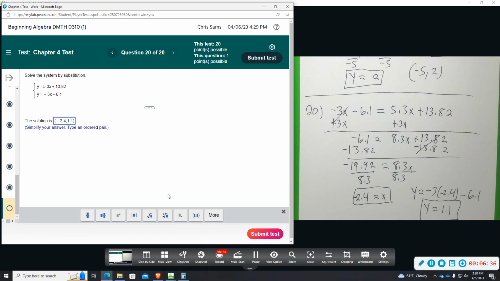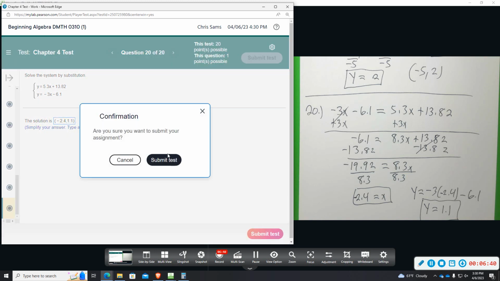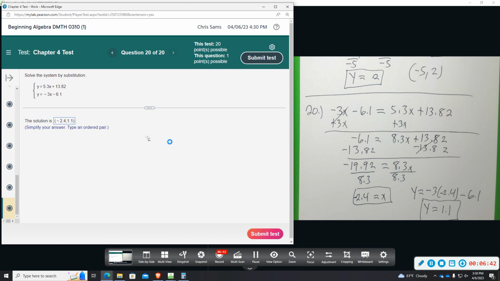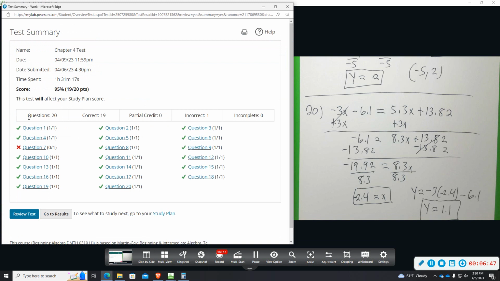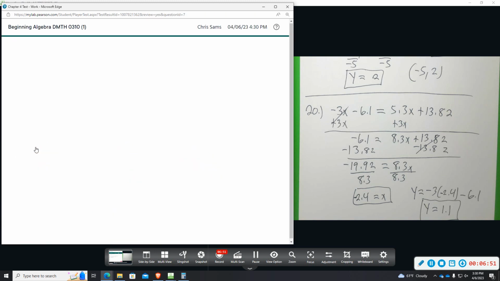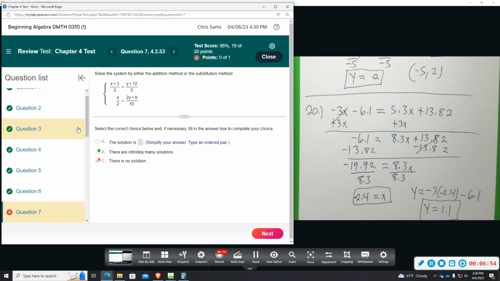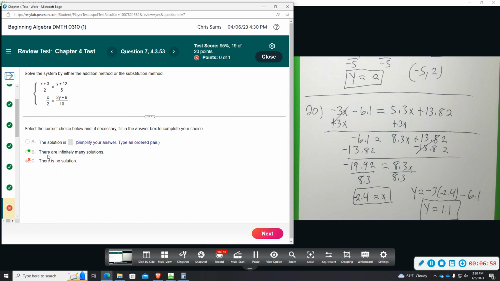Okay, so that should finish everything up. Let's submit and view the results. And then we'll be able to see if we made some errors, and we can talk about what they might potentially be. So there's one error here, number 7. Let's look at this one and review what happened. It looks like we selected there's no solution, but there were infinitely many solutions. Possible that I just clicked the wrong button.